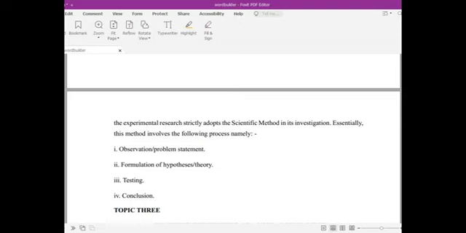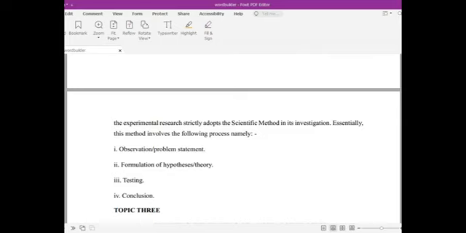The second one is formulation of hypothesis or theory. You form your hypothesis, and then you begin to do your work. After your work, when you get your results, you do your conclusion and everything. It ceases to be a hypothesis, depending on the conclusion, the results you get.